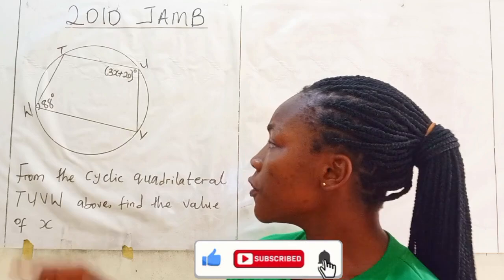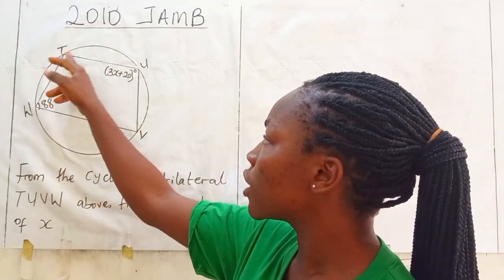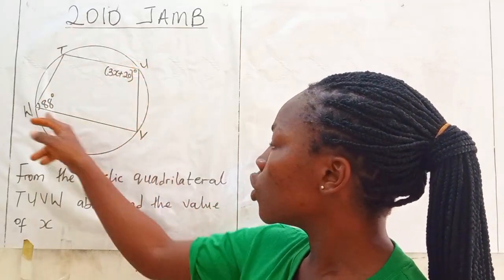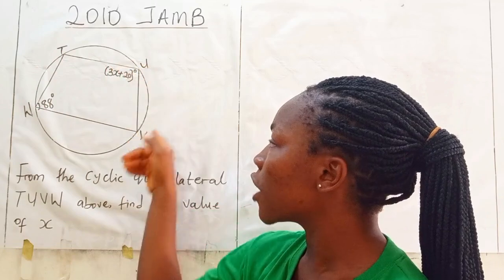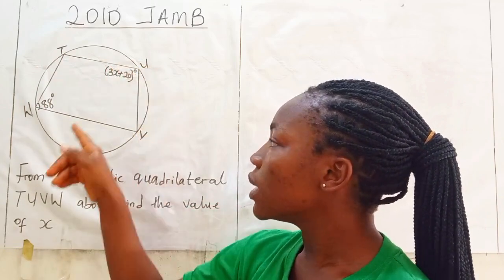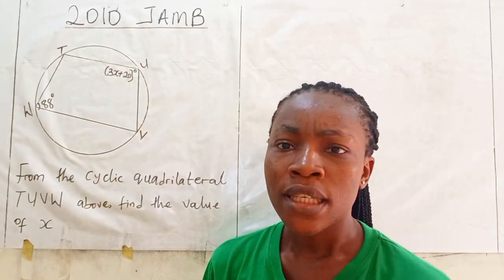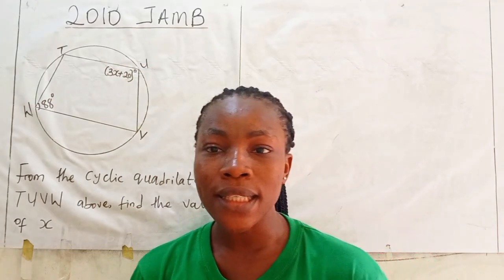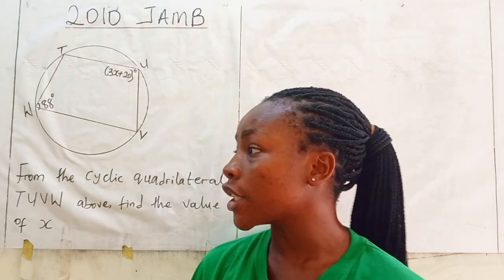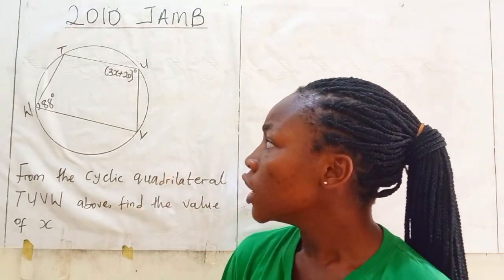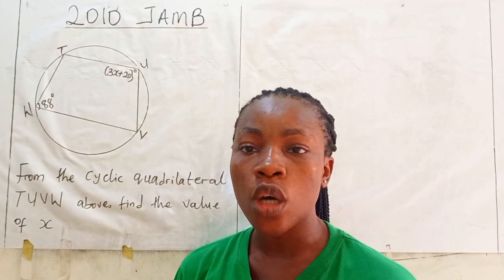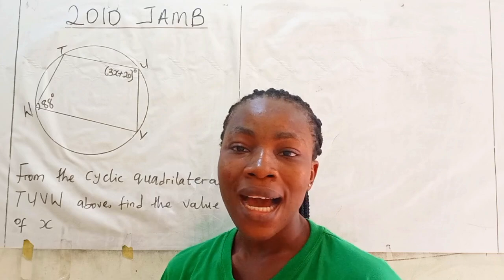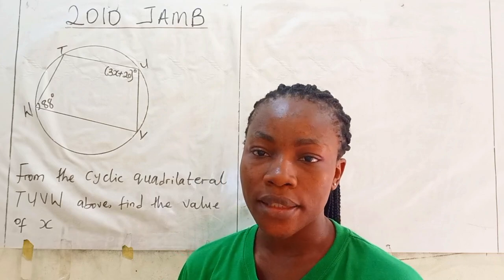All right, if you look at this quadrilateral, you will notice that its four corners, the vertices, all of them are lying on a circle. Now I want us to know that in circle theorem, the opposite angles of a cyclic quadrilateral add up to 180.